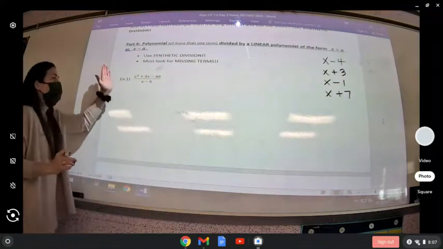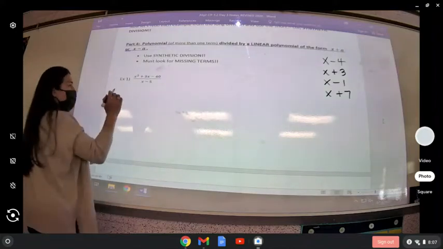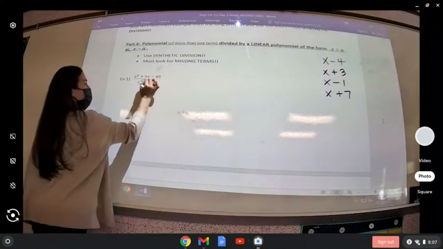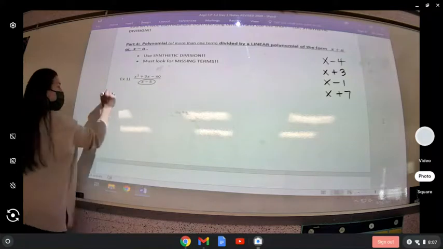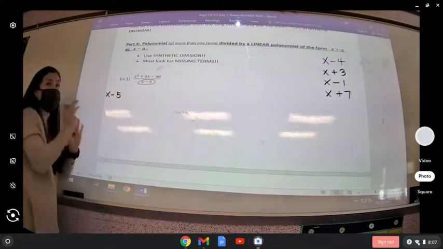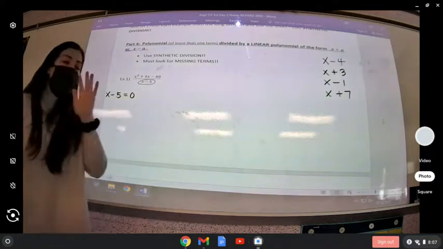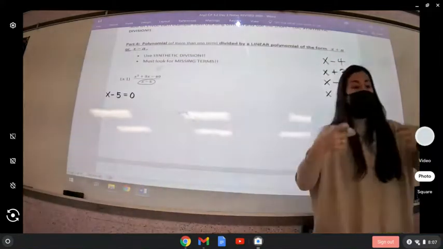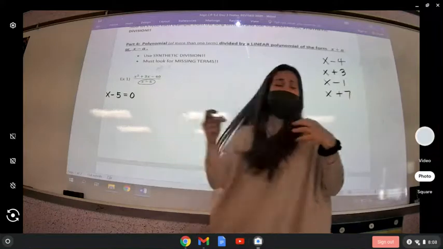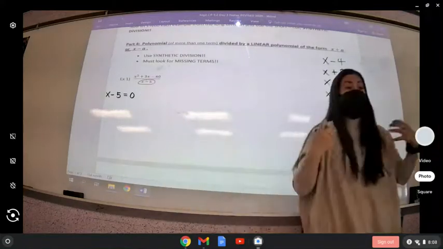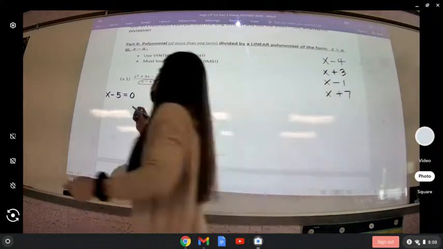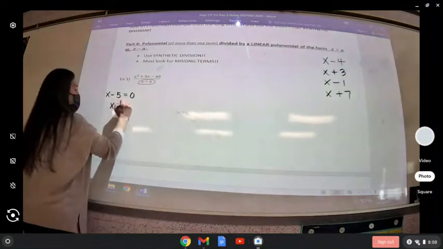To use synthetic division, first step, take who you're dividing by, x minus 5, and set it equal to 0. Guys, this is going to feel weird, but this is the process. We need to solve for what x would be as an answer if x minus 5 was one of the factors, if it did divide evenly in. So we get x equals 5.